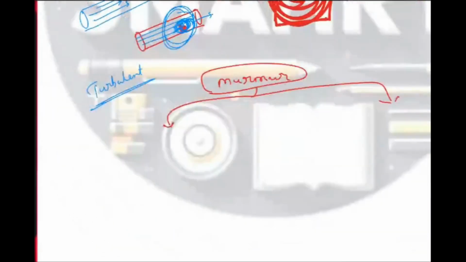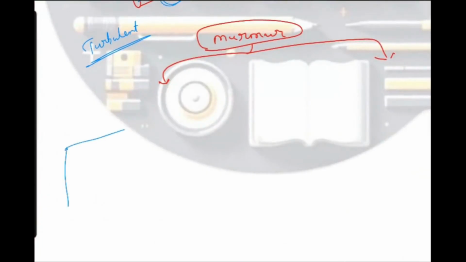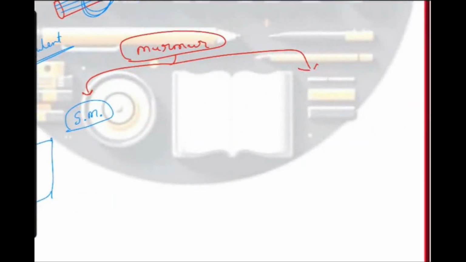That sound. Murmurs are classified based on the time at which they occur. If the murmur occurs when the heart contracts, we say it is a systolic murmur. If the murmur occurs when the heart relaxes, we say it is a diastolic murmur. If the murmur occurs through both contraction and relaxation, we say it is a continuous murmur.